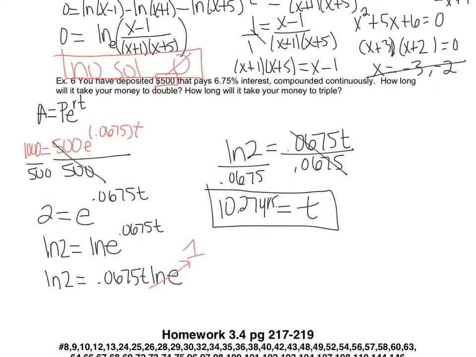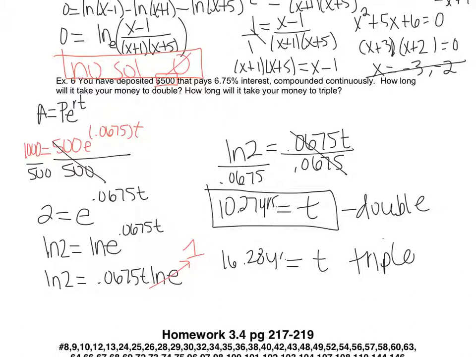Now, I'm going to go ahead and tell you the answer. So this is for double, and then for triple, you're going to get about 16.28 years. So go ahead and try solving that out and see if you can get the same answer. And that takes care of solving exponential and log equations.